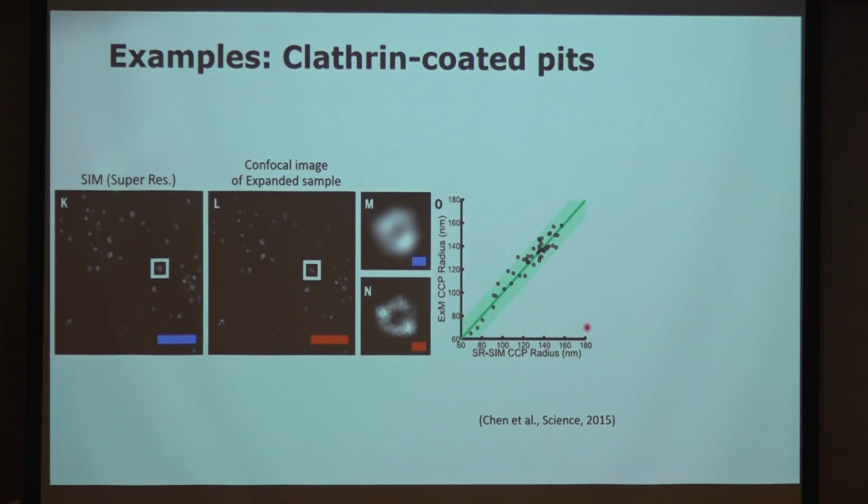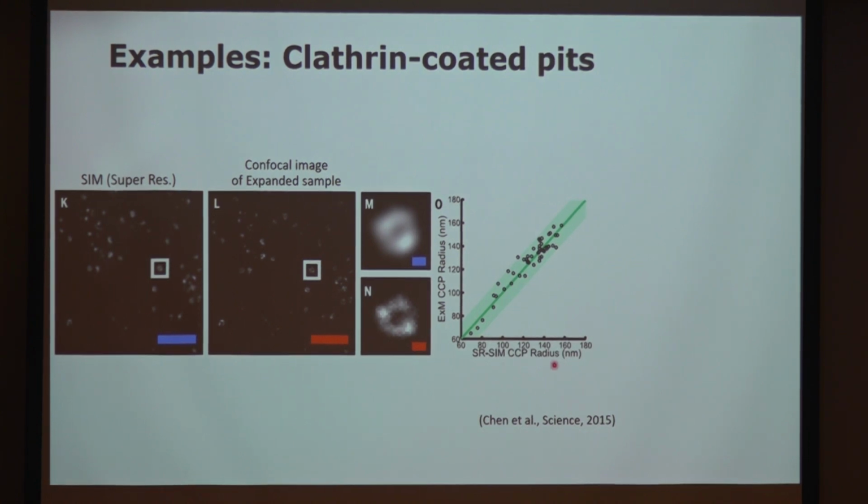Okay, the second example I'm showing is when a scientist wanted to visualize the clathrin-coated pits in the process of endocytosis. Again, they're comparing the super resolution versus the confocal image of expanded sample. And you'll also notice that a lot more detail is provided in the expanded sample.